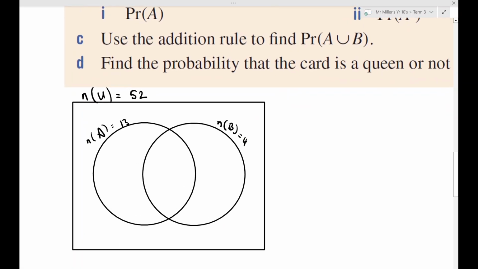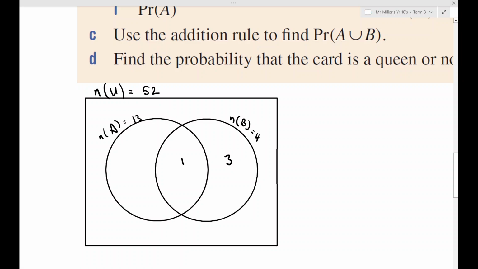Alright, and if we wanted to really fill out this diagram completely, in the intersection there would be 1 card. There would be the Queen of Clubs. That's the only card in the intersection. In B but not A, we'd have 3 cards, all the queens other than the Queen of Clubs. And in A but not B, we'd have 12 cards, every card that was a club but was not a queen, was not the Queen of Clubs.